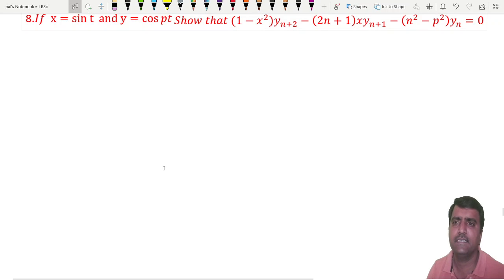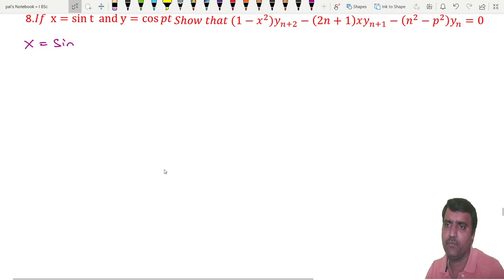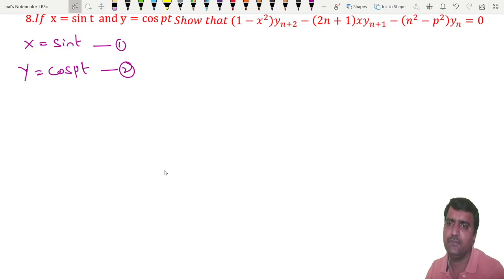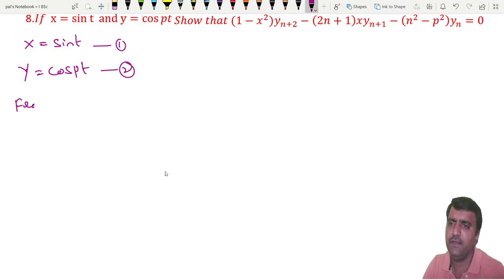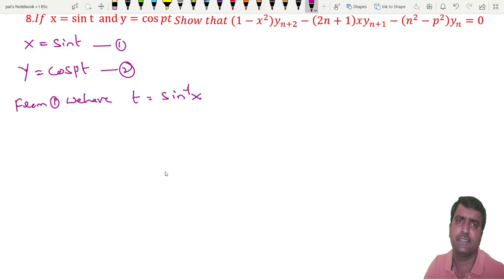Okay, take the values of x and y here first. So take x is equal to sin t, this is equation 1, y is equal to cos pt, that is equation 2. Now from result 1 we have, here you can write t is equal to sin inverse of x, isn't it? So sin t is x, then what is t? t is equal to sin inverse of x.